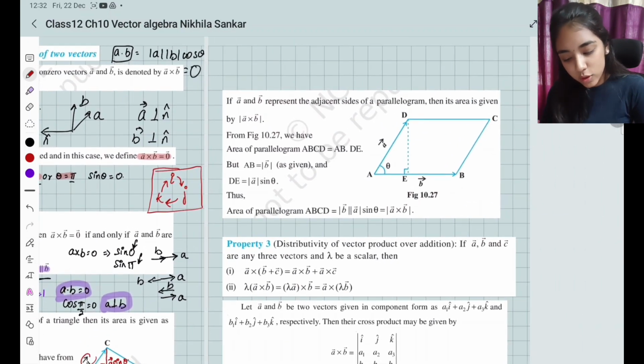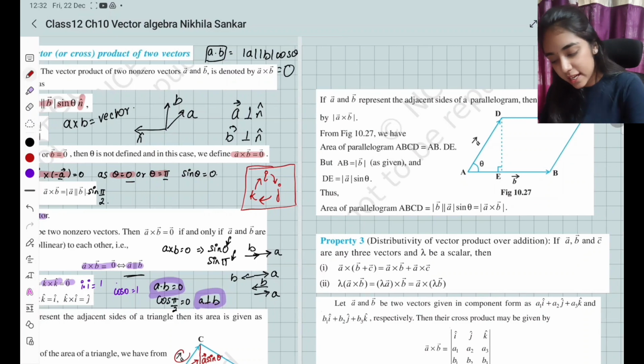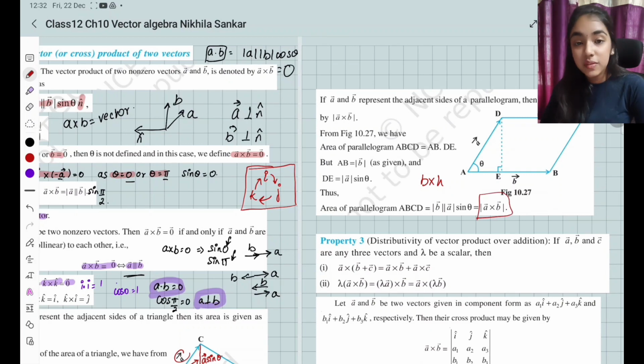Now what about the parallelogram? For a parallelogram, the area is going to be base into height. Correct? So with base into height, the half will not come here. So it is simply going to be the cross product without a half. There it was half times A cross B, here it is just A cross B.